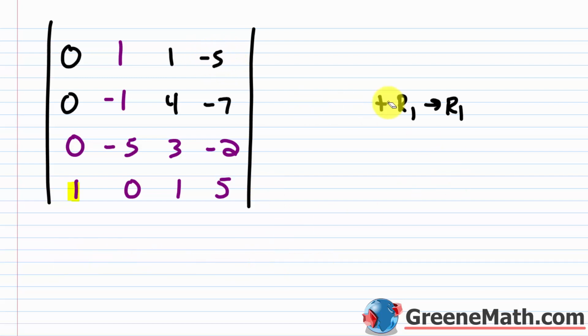Let me erase this. And now I'm going to swap row 4 and row 1. So row 1 will swap with row 4. And again, if we do that, we've got to change the sign of the determinant. So I'm going to put a negative 1 out in front to remind me to multiply the determinant of this new matrix that I'm forming by negative 1 to find the determinant of that original matrix, which is up here.